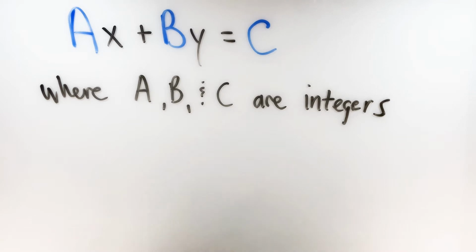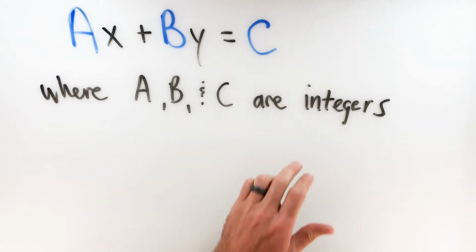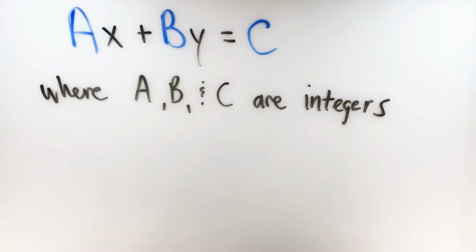Now, depending on your text or your resources or your teacher, it might say that A, B, C are real numbers, or that A and B have to be non-zero integers, or that A must be positive, or that C can't be zero. There's lots of different qualifiers here depending on the text that you use. So my recommendation would be to check with your teacher, check with your textbook, and see what it says about A, B, and C. In today's lesson, we're just going to say A, B, and C are integers. So again, just positive, negative, whole numbers with zero.